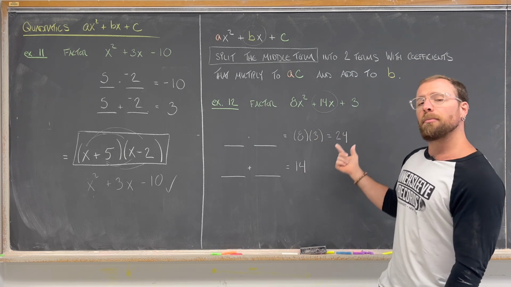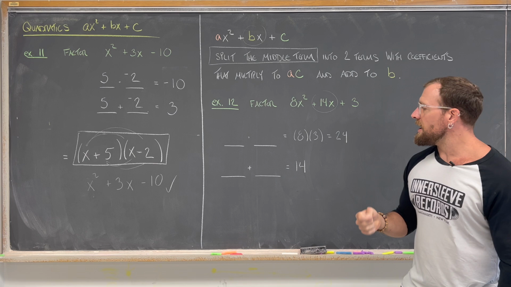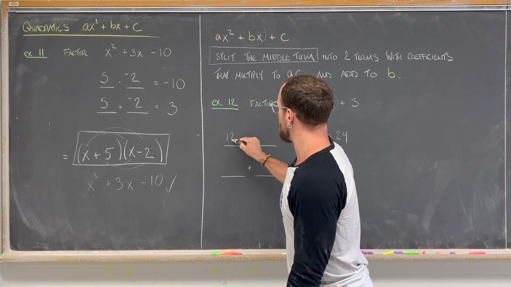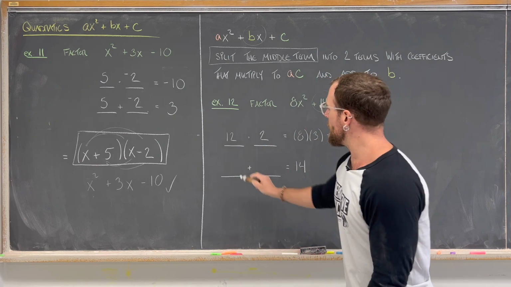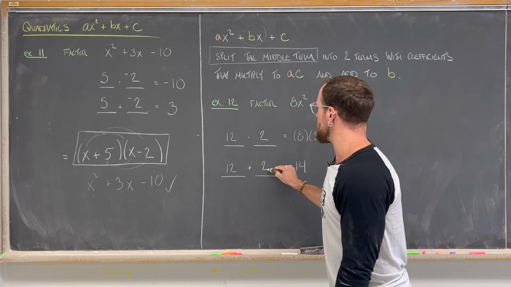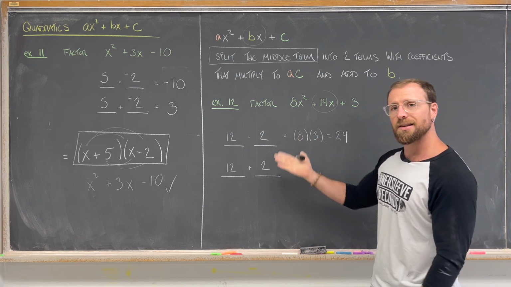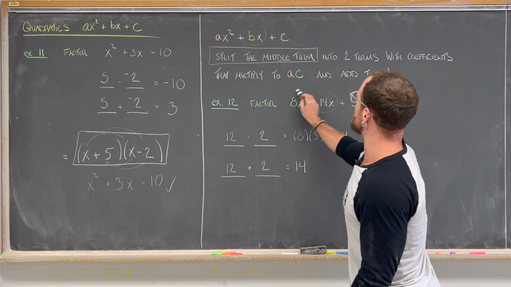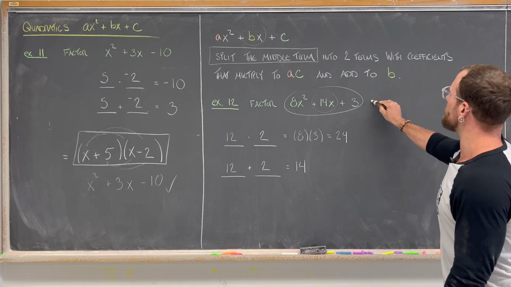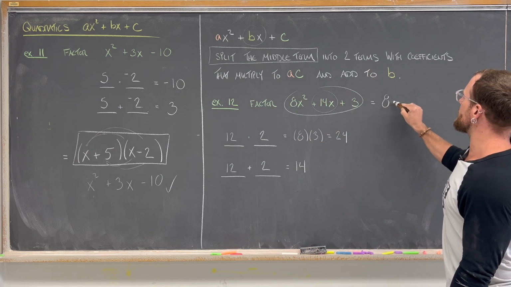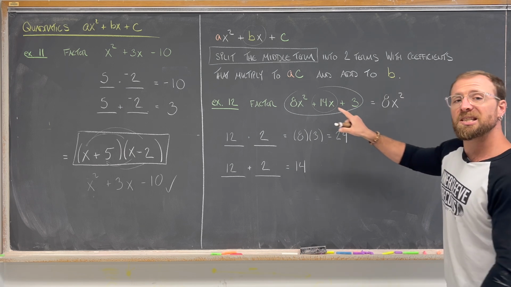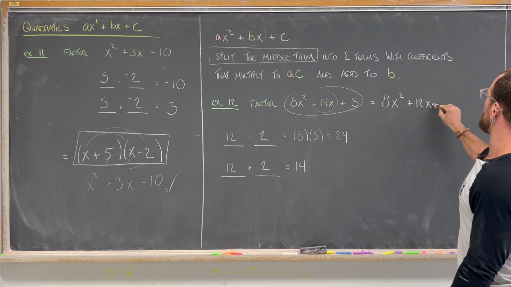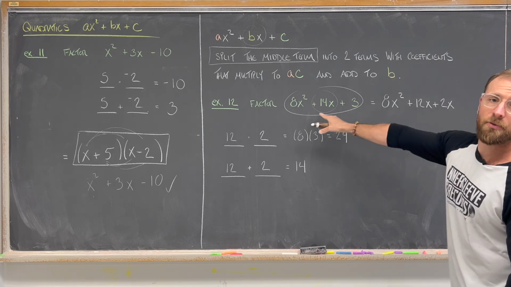There aren't that many numbers that multiply to be 24, and to get them to add up to 14, I think we need 12 and 2. 12 times 2 is 24, and 12 plus 2 is 14. Those are the numbers that satisfy this numerical puzzle. What am I going to do with that? Well, I'm going to take this original expression, and I'm going to rewrite it as 8x squared, and I'm going to split that middle term up into 12x plus 2x, which makes 14x.